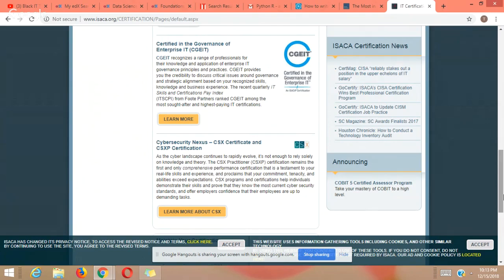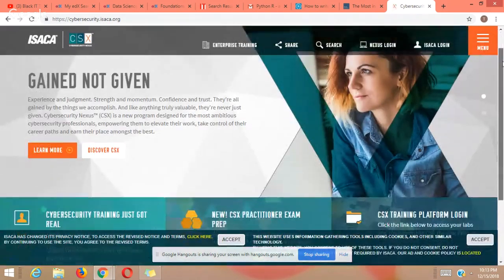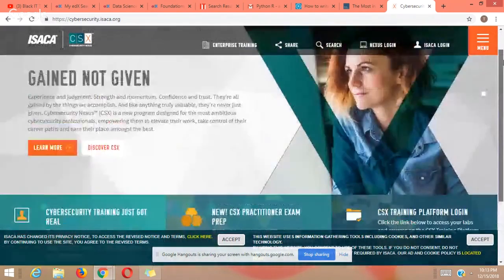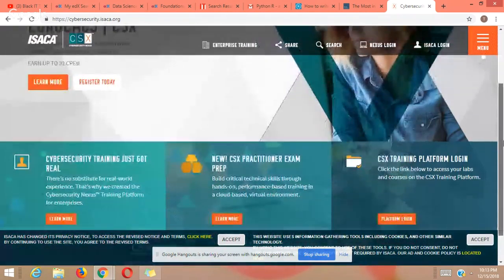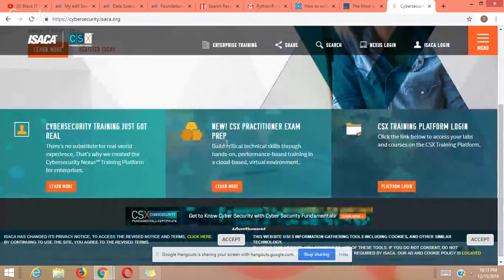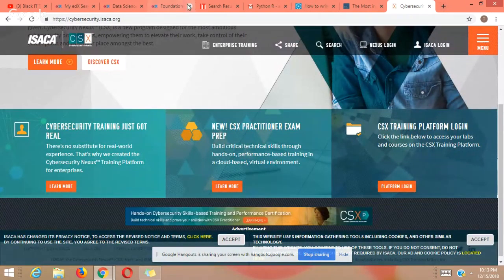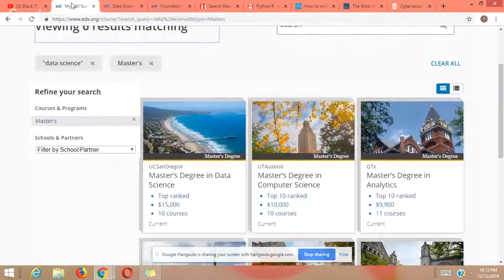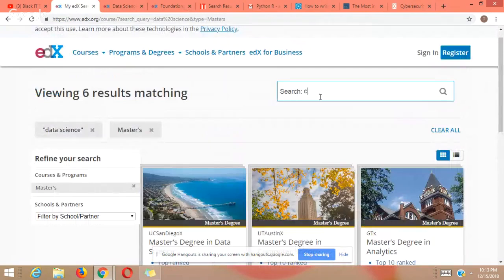And Cybersecurity Nexus, that's similar to what CompTIA has. It hasn't gotten a lot of traction because it's very expensive, or was expensive when I first looked into it. It's about $1,000 or something like that, if not more. But that's it for certifications. Now we can go into edX, and we can go into cybersecurity.